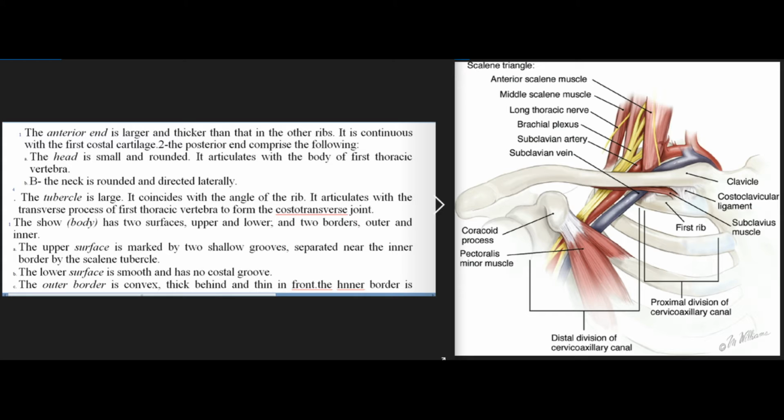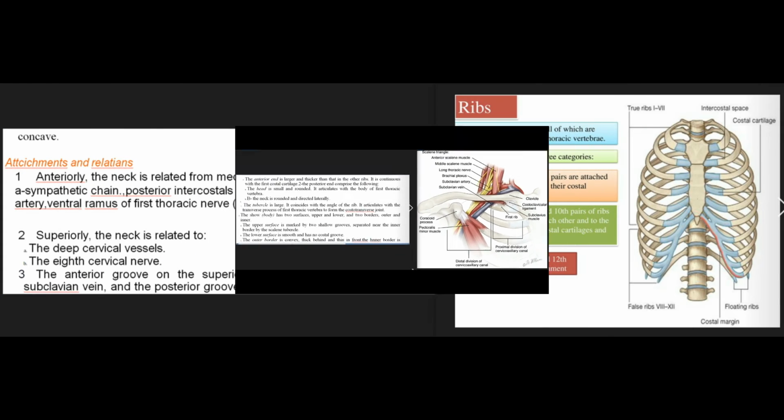3. The body has 2 surfaces, upper and lower, and 2 borders, outer and inner. The upper surface is marked by 2 shallow grooves, separated near the inner border by the scalene tubercle. The lower surface is smooth and has no costal groove. The outer border is convex, thick behind and thin in front. The inner border is concave.